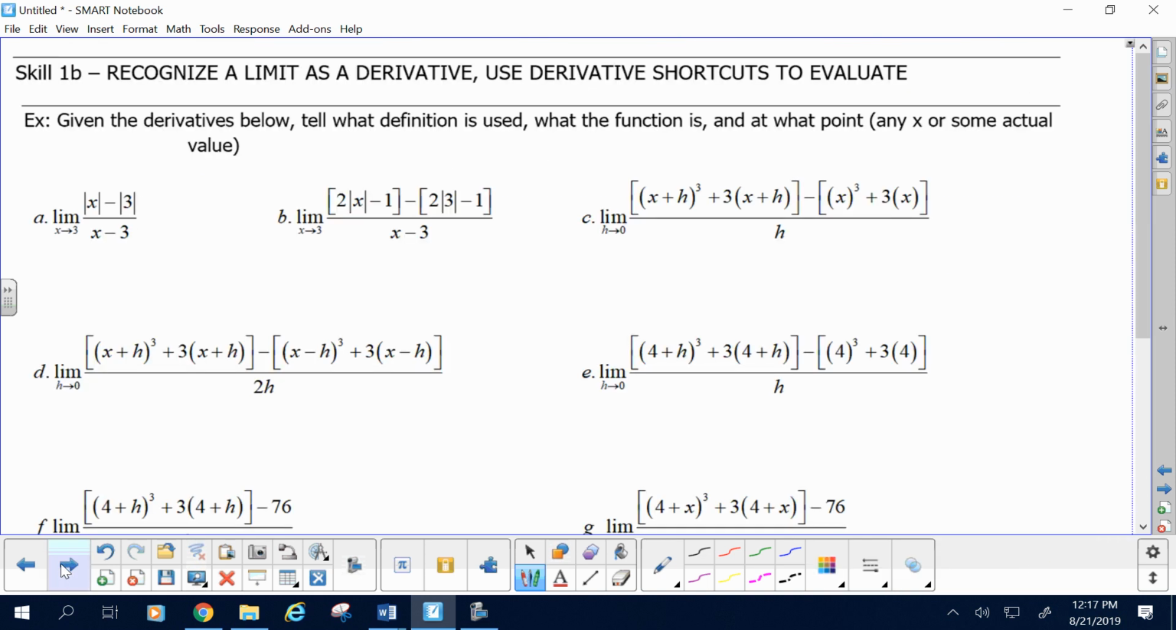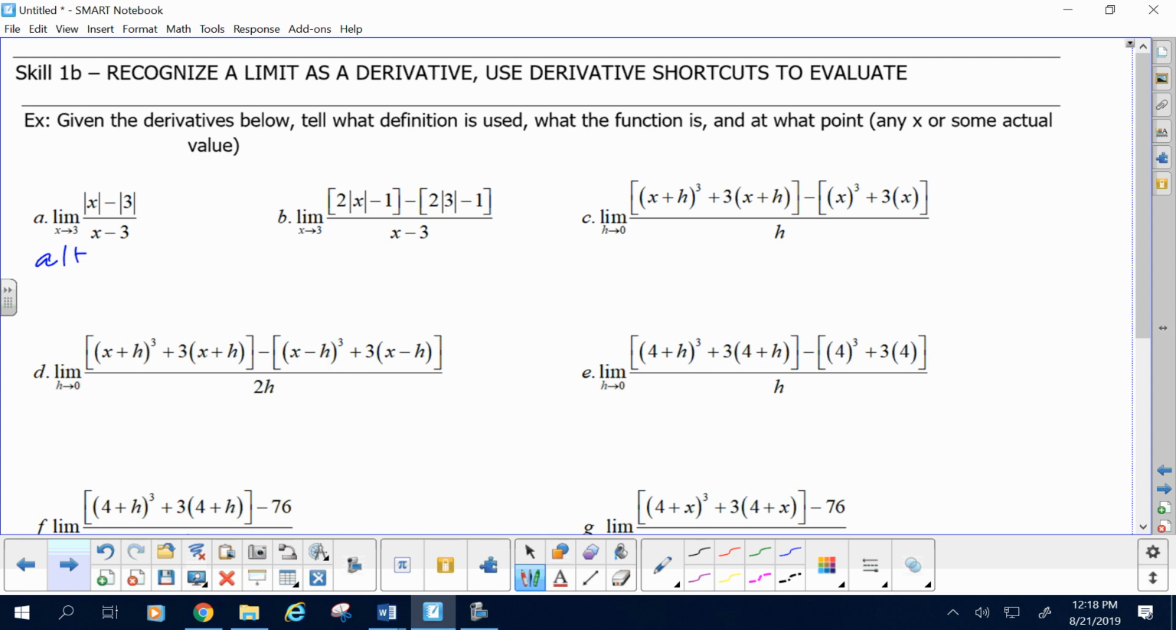So it's more common on the AP test and on tests past the first calculus test in college that you more often identify a limit as a derivative and then do the derivative with the shortcut. So, for example, given the derivatives below, tell which definition is used, what the function is, and at what point. It doesn't say what the derivative is. So, which definition is being used here? Alternative. It's the alternative. It's x approaching a number rather than a delta x approaching nothing.